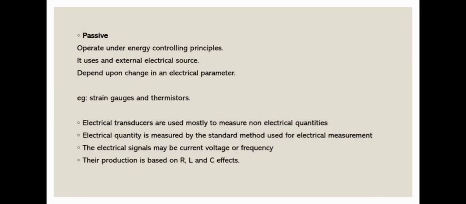The next type of transducer, as we have discussed, is the passive transducer, and these operate under energy controlling principles, which makes it necessary to use an external electric source with them. They depend upon the change in an electrical parameter, that is R, L and C: resistance, inductance and capacitance. Typical examples of passive transducers are strain gauges, which are used for resistance change in response to pressure, and thermistors, which are used for resistance change corresponding to temperature variations.